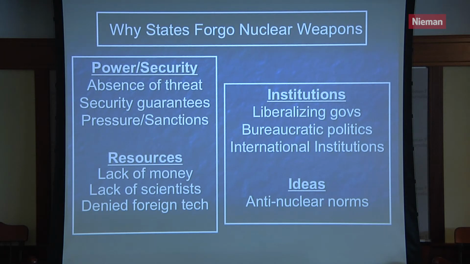I think some of those are right in some cases. Some people argue, well, it's not so much about power and security, it's about resources, lack of money, scientists, unable to get foreign technology. Other people talk about institutions. I'm going to hold off because I'm going to focus on one of those explanations. I can explain those in question and answer. And some people think it's about anti-nuclear norms. I actually don't think it's about anti-nuclear norms.